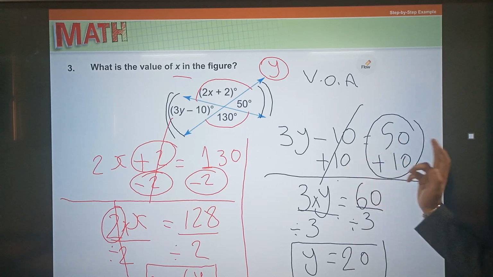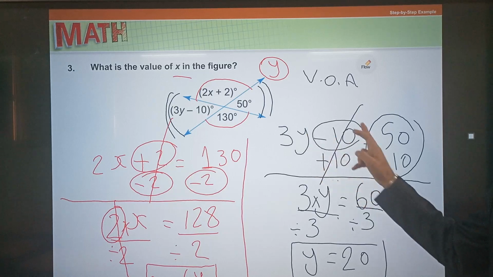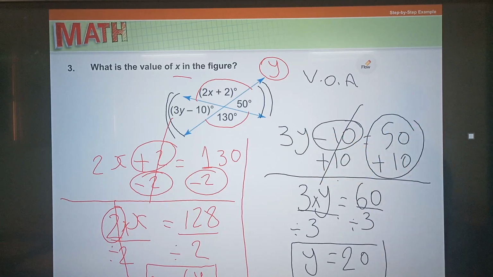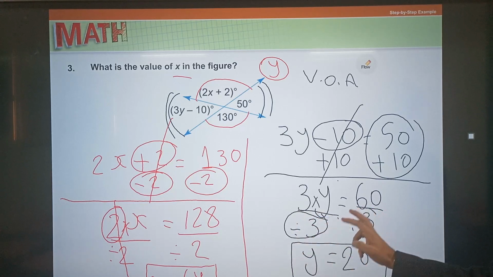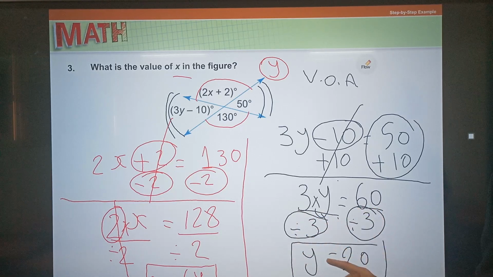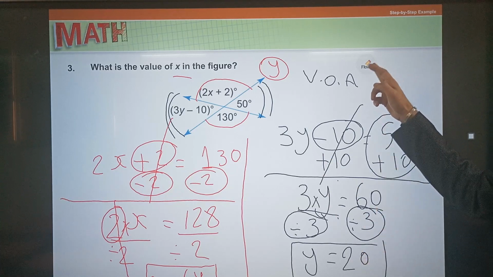So we will add 10 to both sides. Why? Because I have here negative 10. After I add this, what will I do? I will divide both sides by 3, because I have times 3. After that, I have the value of y.